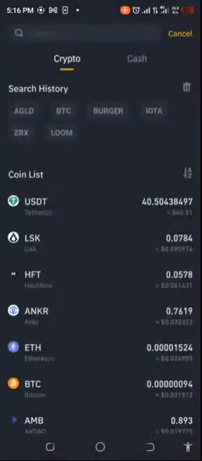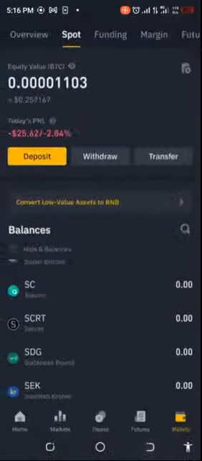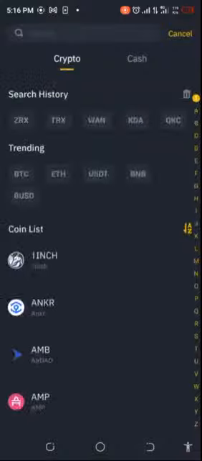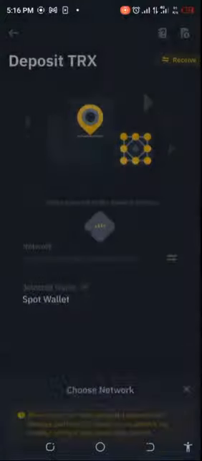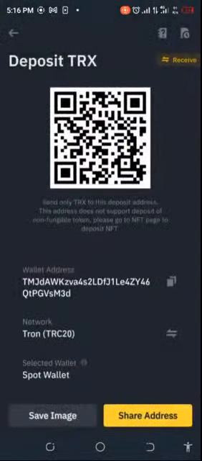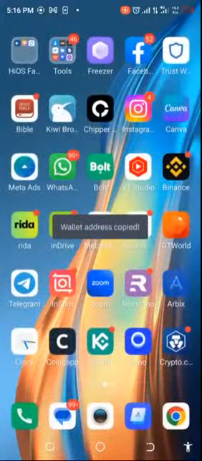No, not the, what did I just pick? No, what I wanted is deposit, okay? So we're just going to pick the deposit. We're depositing TRX, so we're putting in the Tron, that's TRC20. Okay, so let's just click on that, and let's go over quickly to send it all over.